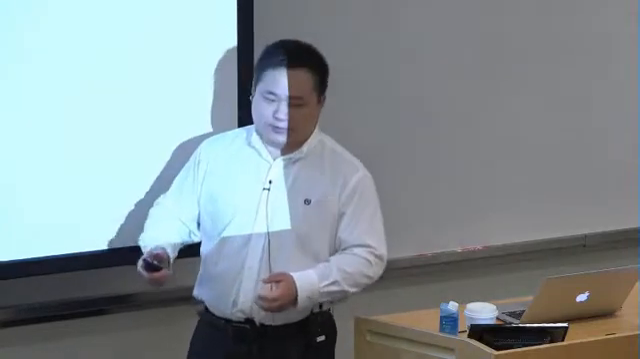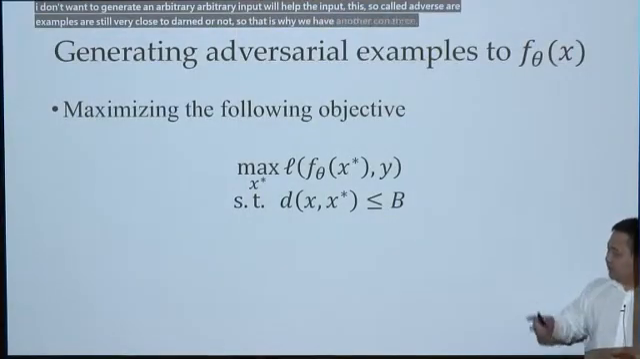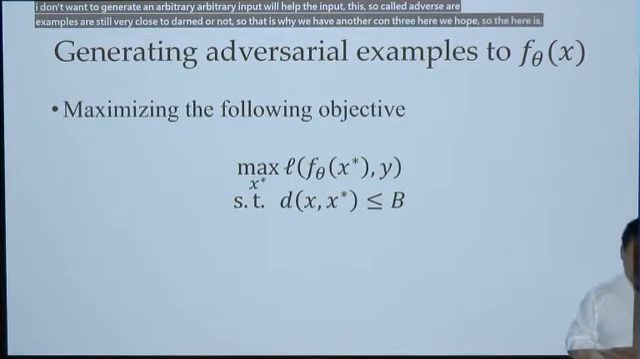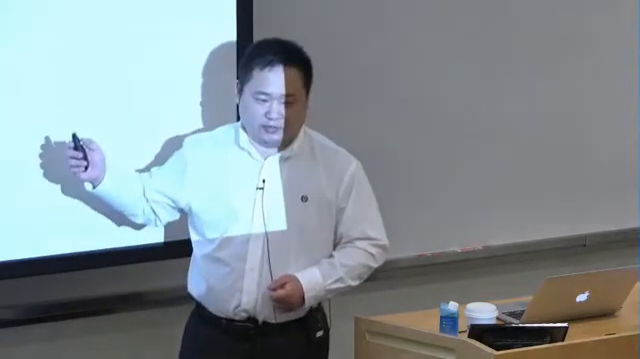And then also we don't want to generate an arbitrary input. We hope the input, these so-called adversary examples, are still very close to the original input. So that is why we have another constraint here. So d here is a distance function, which is a metric. And then we hope the distance between two instances are very close, for example, bounded by a constant b, right? So all different kinds of algorithms to generate adversary examples are solving this problem or approximating the solution of this problem.